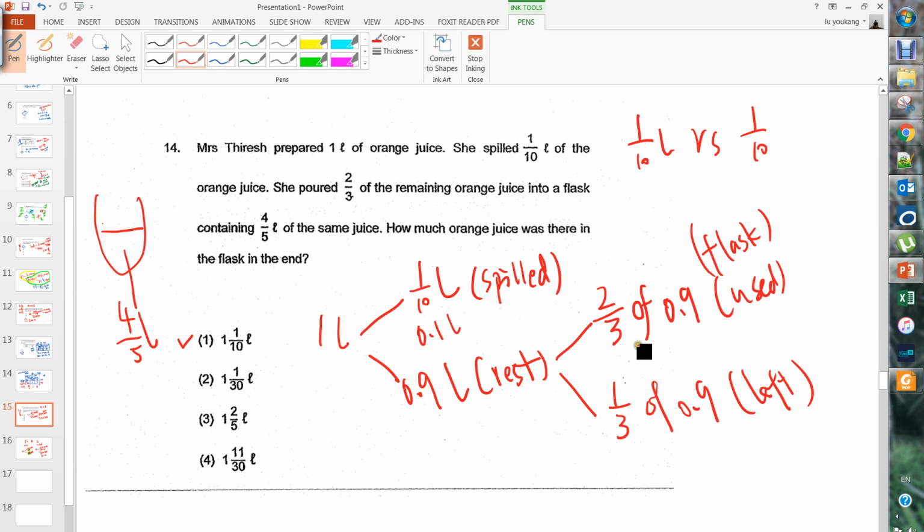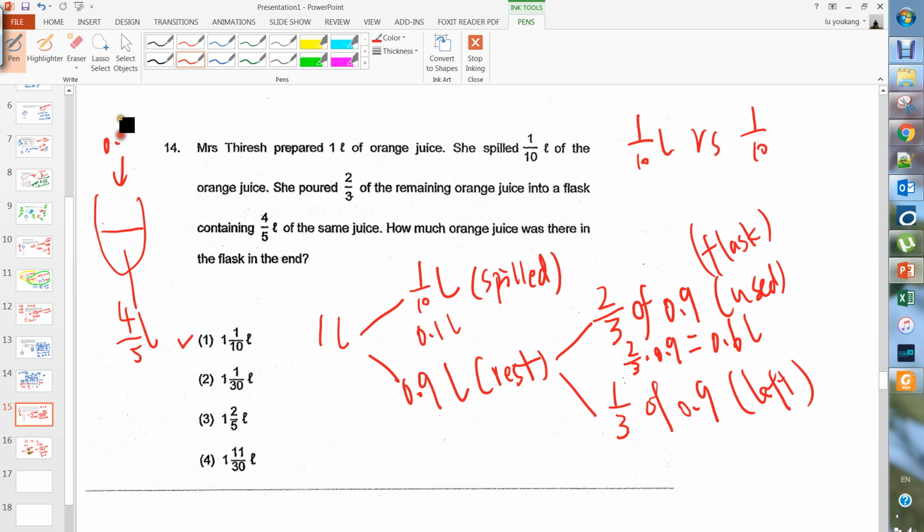What's the operation here? Here is 2/3 of. "Of" means times. So how much do you add? So what's the answer here? So you need to find out how much you add to it. So 0.6 liter is added to it. So that means you add 0.6 into the already 4/5 liter flask.